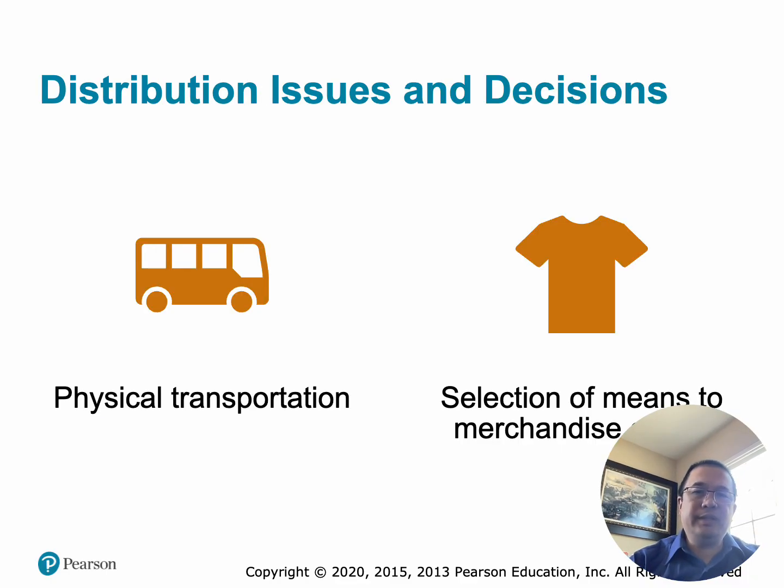This focuses on the place element of the marketing mix: how a company gets its products from the producer to the customer in international markets. International distribution is more complex than domestic distribution because products must cross borders and deal with customs regulations, transportation systems, and different retail environments. Number 1, physical transportation.